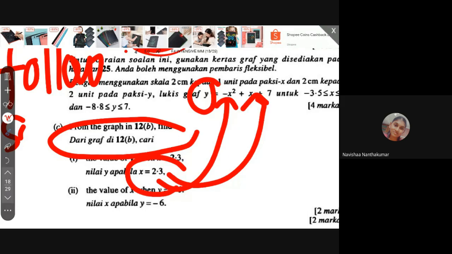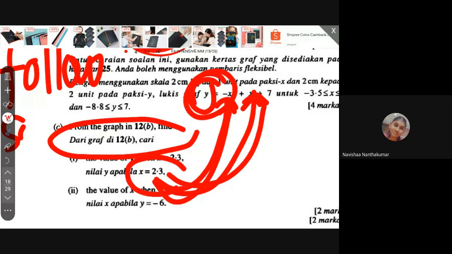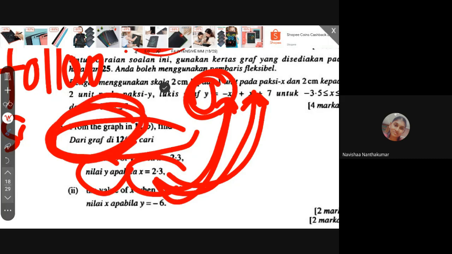So kadang-kadang orang akan fikir, saya boleh gantikan yang ni dalam kan? Lepas tu boleh dapat nilai y dah. Okay, so cannot do like this. Tak boleh buat. Mengapa? Lihat balik soalan. From the graph. Dari graph. Maksudnya jawapan adalah berdasarkan graph kamu. Your answer is based on the graph you drawn.